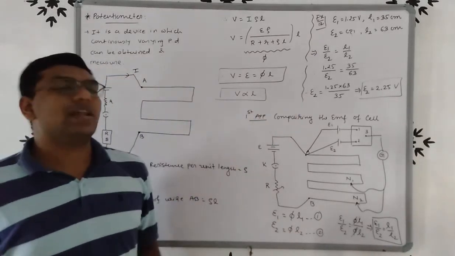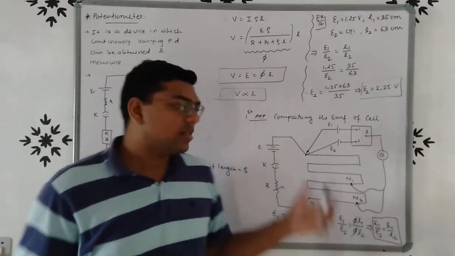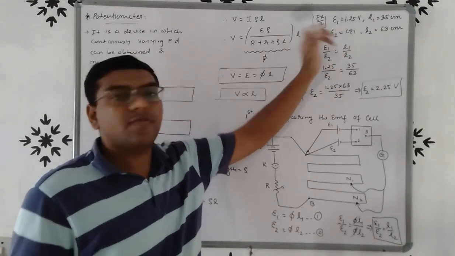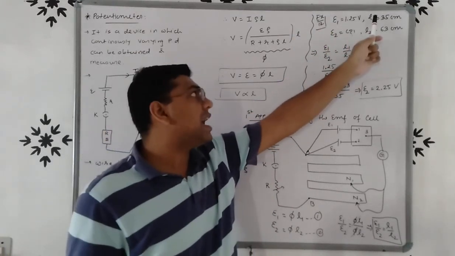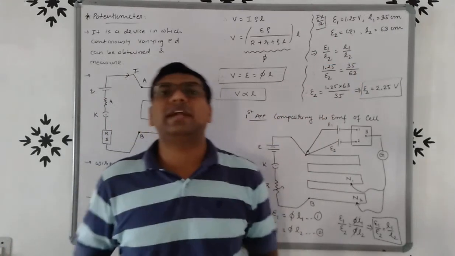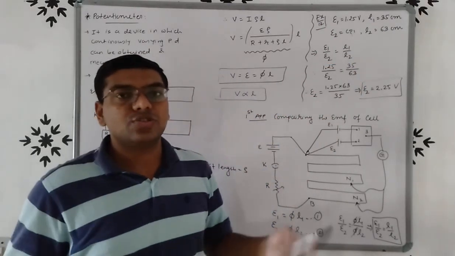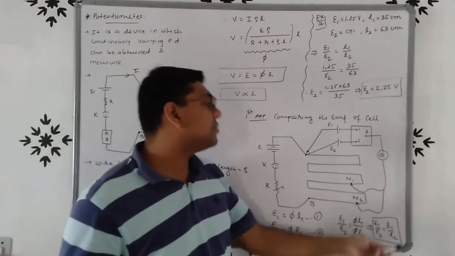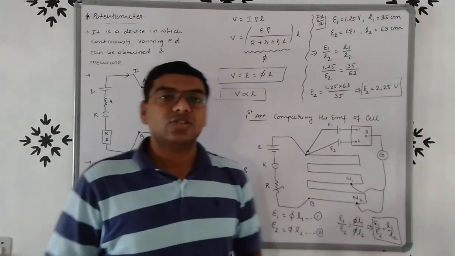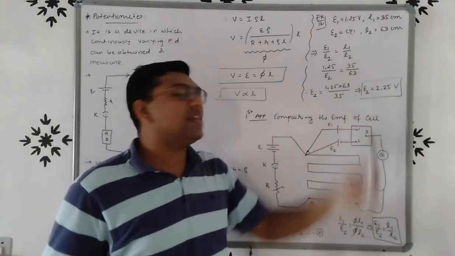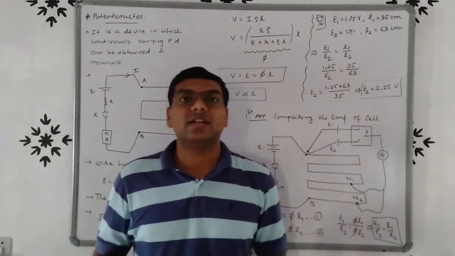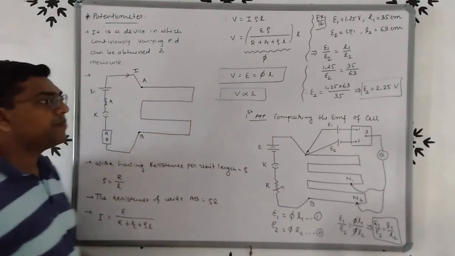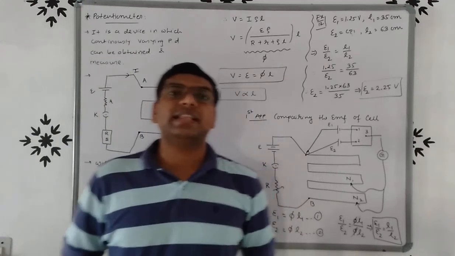Then we calculated one example which is based on this application. We know the EMF of cell 1, we know the null points L1 and L2, and we have to find out the EMF of cell 2. To find it, we use the formula E1 upon E2 is equal to L1 upon L2. By using this formula, we can easily find out the EMF of cell 2. So this is about the potentiometer and comparing the EMF of cells.